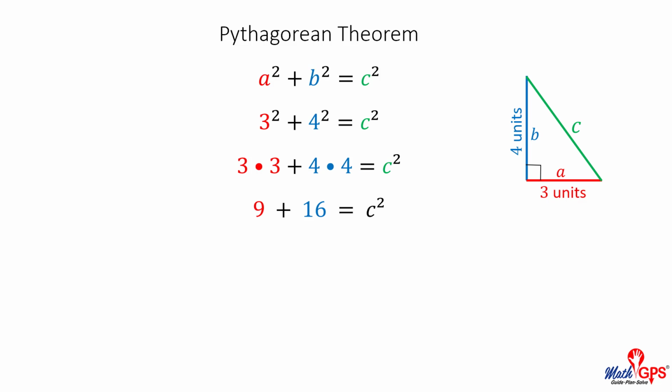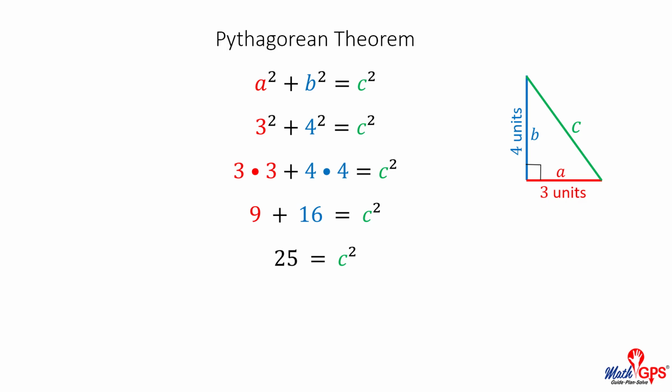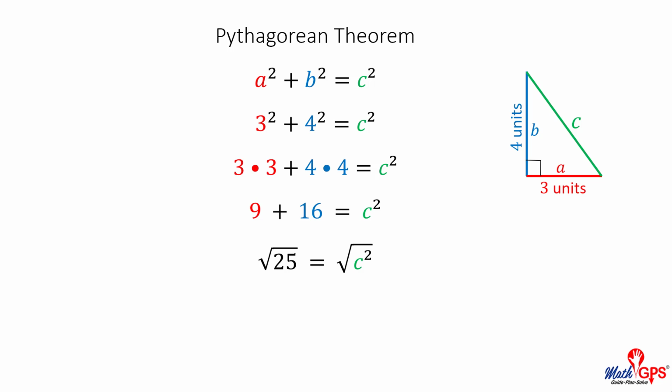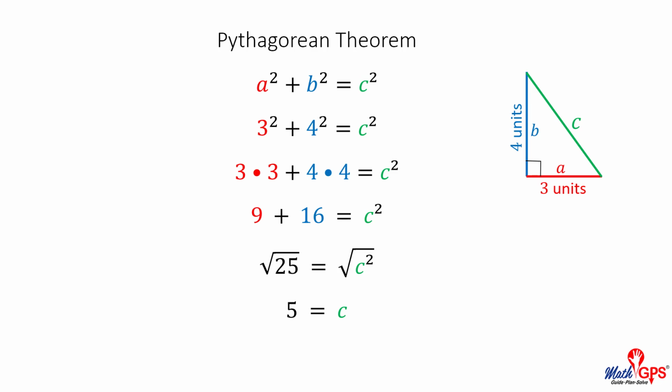3 times 3 equals 9. 4 times 4 equals 16. Next we add. 9 plus 16 equals 25. To solve for C, the length of the hypotenuse, we take the positive square root of each side of the equation. The positive square root of 25 is 5, so the length of the hypotenuse is 5 units.